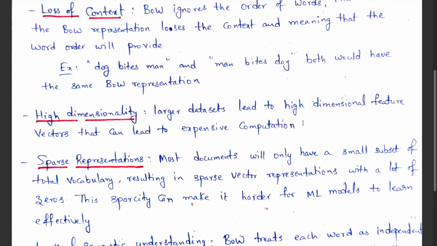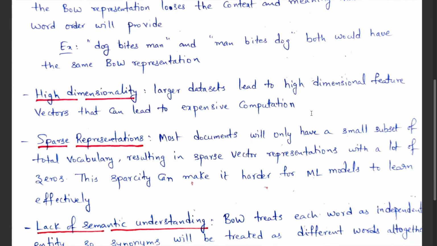It could also lead to the curse of dimensionality depending on some of the machine learning algorithms that we use. Suppose you are using some distance based metrics in the machine learning models, then this high dimensionality can lead to the curse of dimensionality as well.